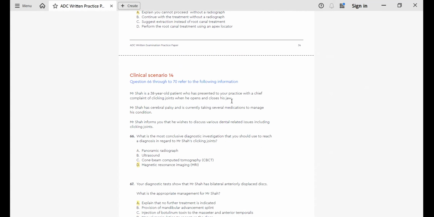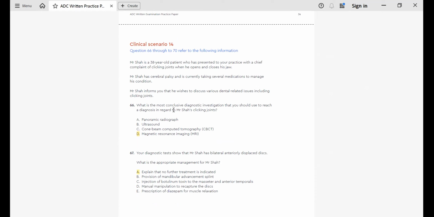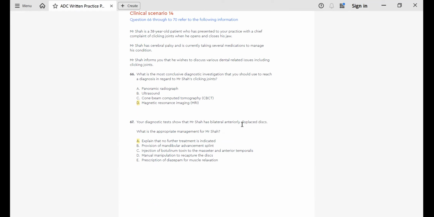Mr. Shah, a 38-year-old patient, has clicking joints and cerebral palsy, taking several medications to manage that. Discuss various dental related issues, including clicking joints. Most conclusive diagnostic information: MRI for the clicking, to see the disc position. Bilateral anterior displaced discs. What is the appropriate management for Mr. Shah? No further treatment is indicated because it's only clicking without any pain. So it's fine.